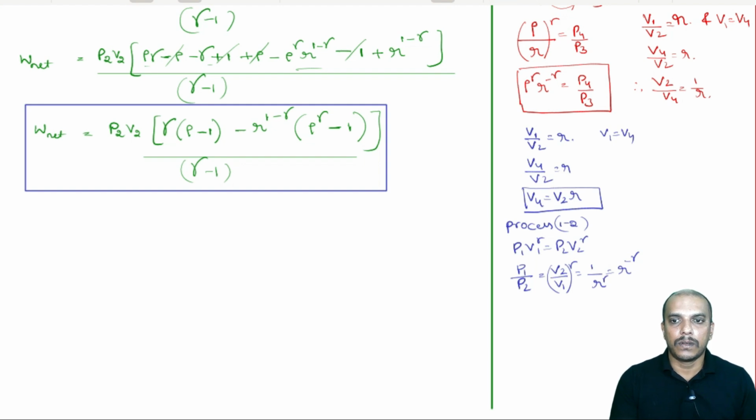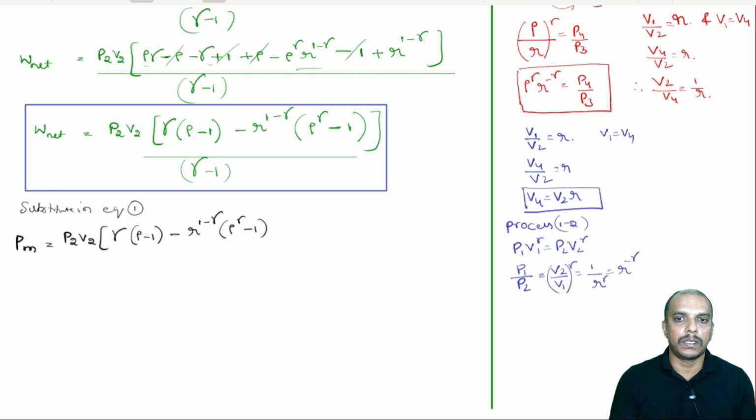So now, substitute this in equation 1. So mean effective pressure is equal to P2 V2 into the W net expression, gamma into rho minus 1 minus R power 1 minus gamma into rho power gamma minus 1, so this is our numerator, divided by gamma minus 1. This is our W net, and what is there in the denominator is the swept volume, V1 minus V2.